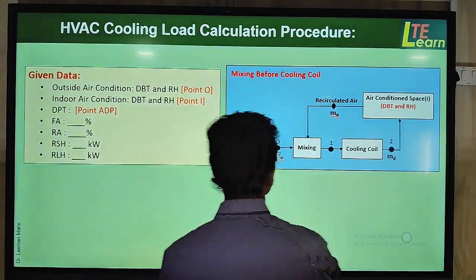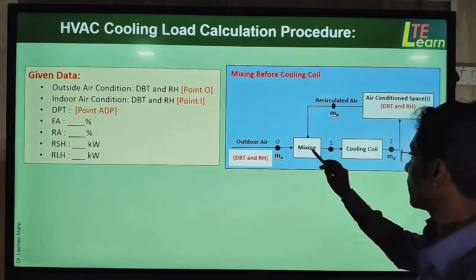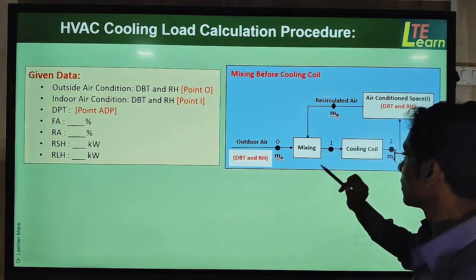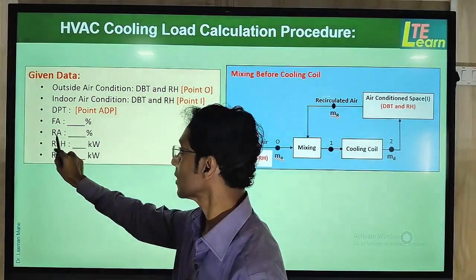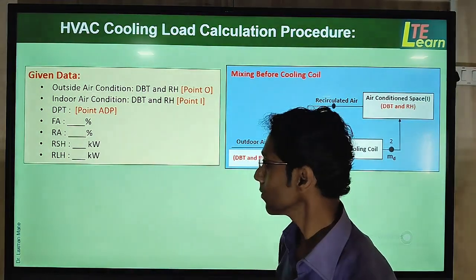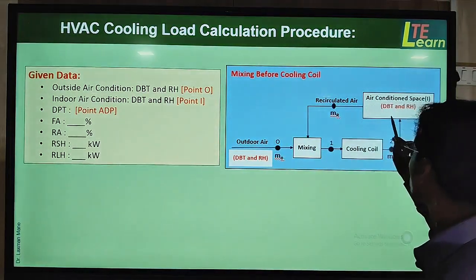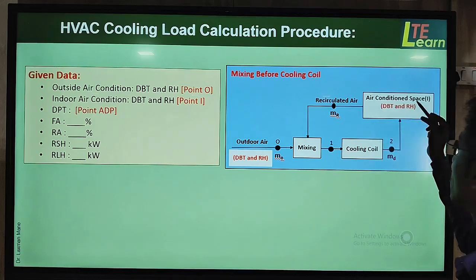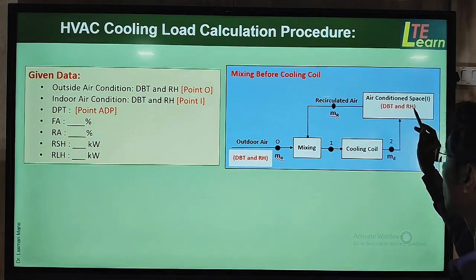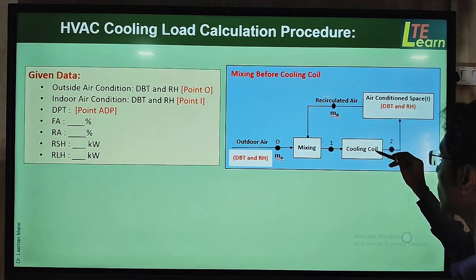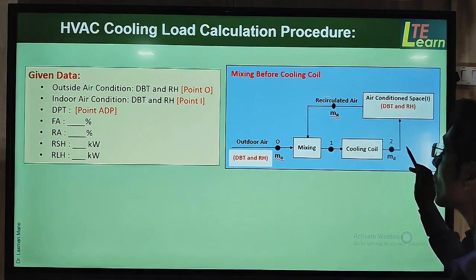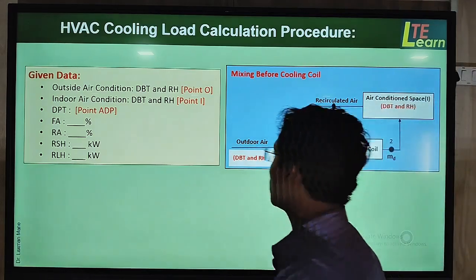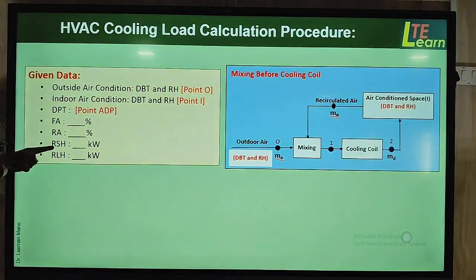Then here is the mixing chamber, where both air streams are mixing. So the percentage of fresh air and return air is given. And to find the load at the room, that is the room total heat, and the load which is coming on the cooling coil, that is the grand total heat, for that we are given in the numerical the RSH and RLH values in kilowatts.